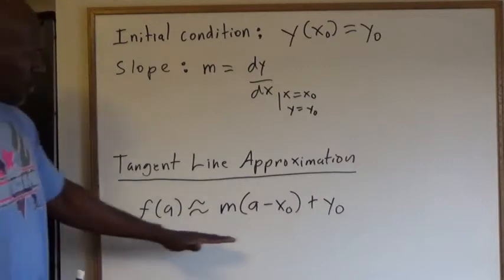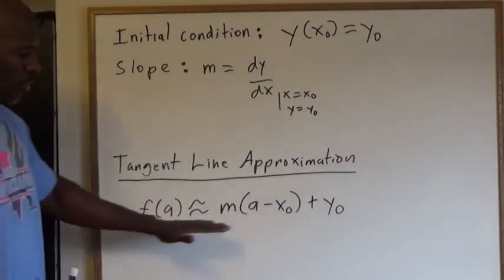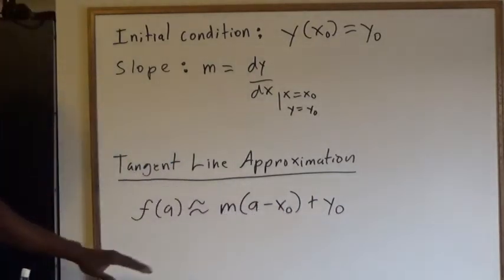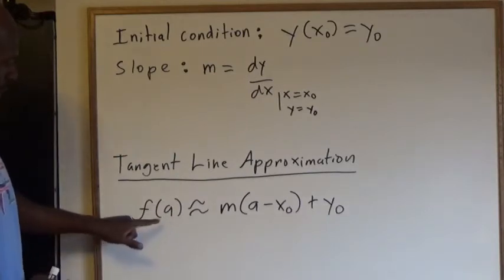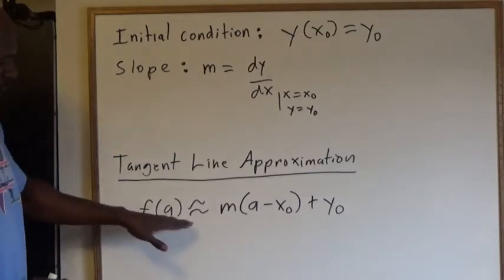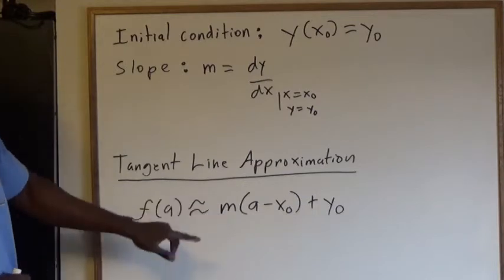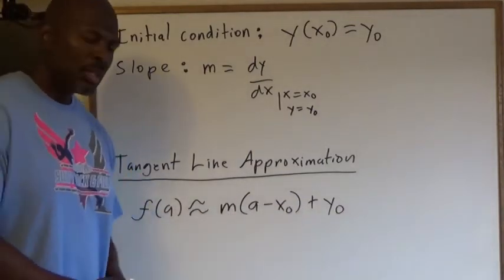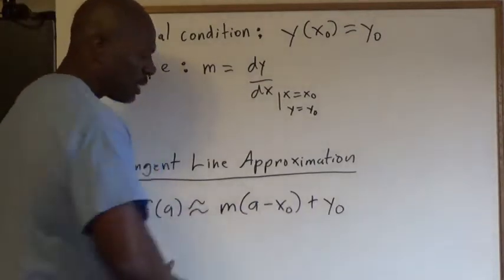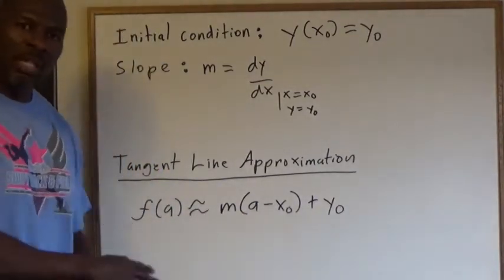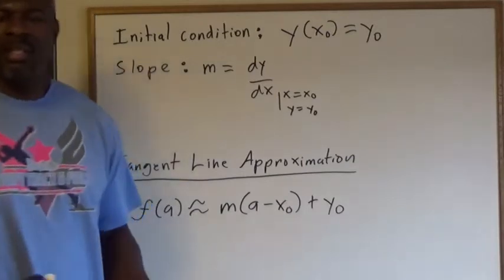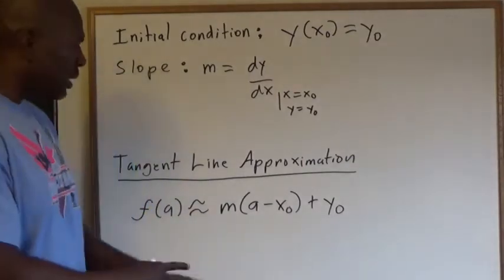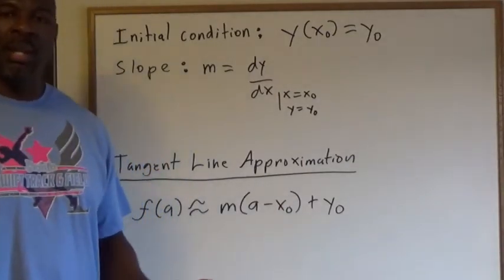And this is the formula here. It comes from the point-slope formula. To approximate the function at a, it's approximated by the slope times a minus x naught, plus y naught. So basically we're plugging these numbers in. There is no need to distribute the m and put it in slope-intercept form. We're just going to plug the numbers in, and that's going to be our answer.